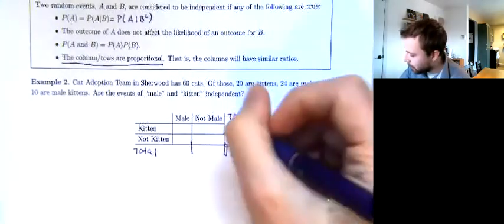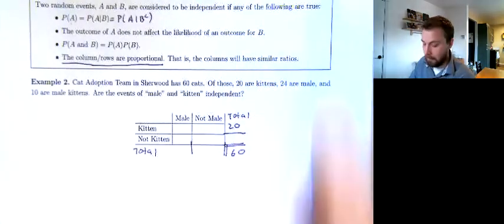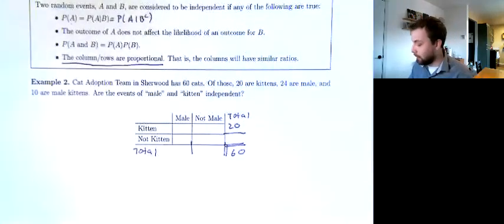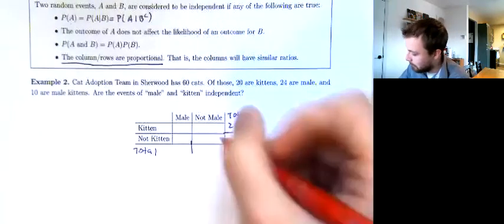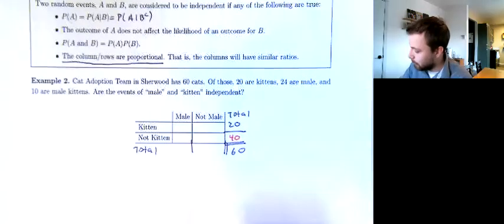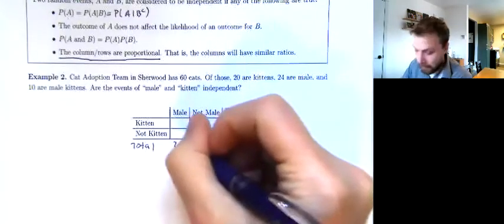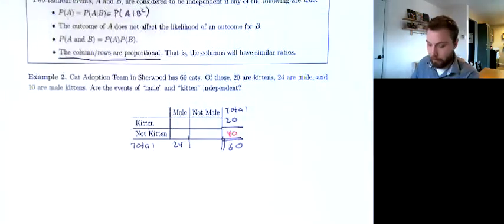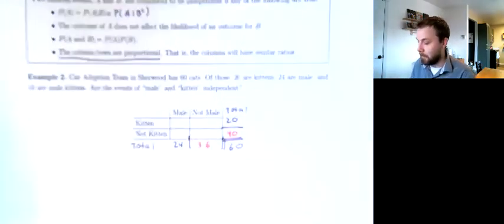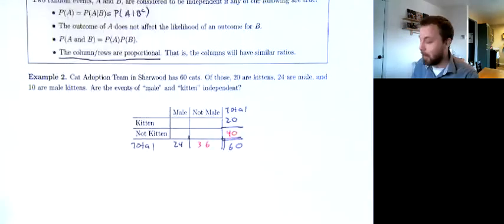20 are kittens. So if 20 are kittens, that must tell me that 40 are not kittens. It says 24 are male, so I'm going to put 24 for male. If 24 are male, this must tell me that 36 are not male. And it says 10 are male kittens.